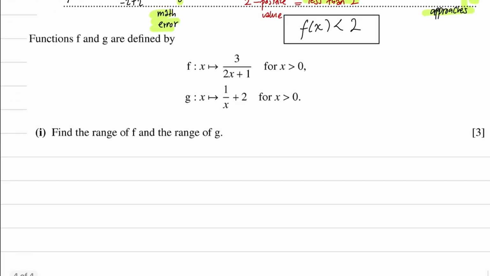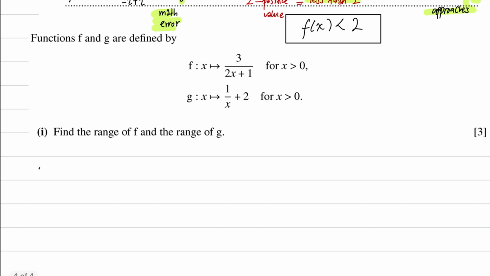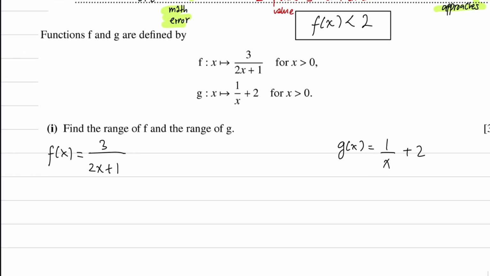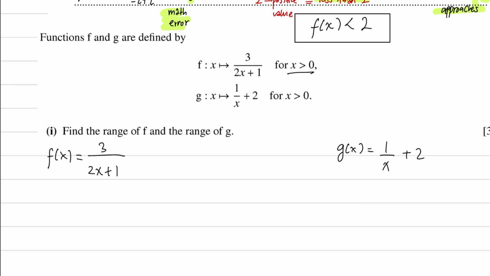We have another two functions. We have f(x) = 3/(2x + 1) and g(x) = 1/(x + 2). As usual, we look at the pattern. Let's see our domain. Both of the functions have the same domain, so we can put any value of x as long as it is bigger than 0. For example, 1, 2, 3, and so on. You can put a very big number as well.